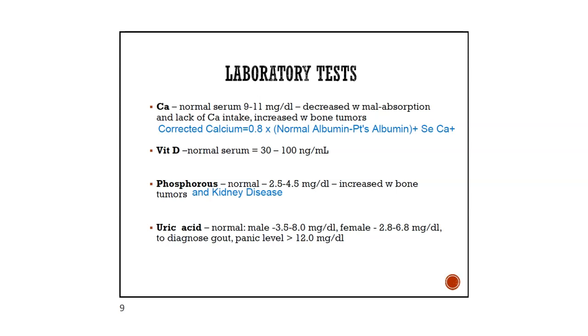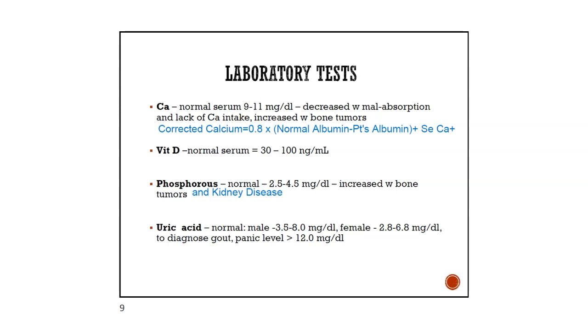Next is phosphorus. The normal is 2.5 to 4.5. Typically, this is decreased due to low intake. It may be increased due to bone tumors as well as kidney disease. Also notice that calcium and phosphorus have an inverse relationship. Sometimes when the calcium is high, your phosphorus will be low, and vice versa. You'll see this most often in your patients in the hospital who have kidney disease. Their phosphorus levels tend to be high.